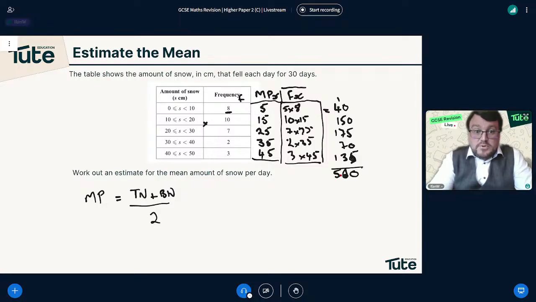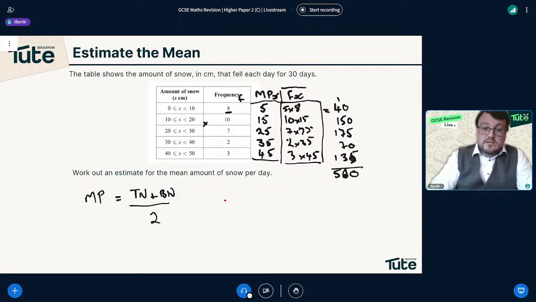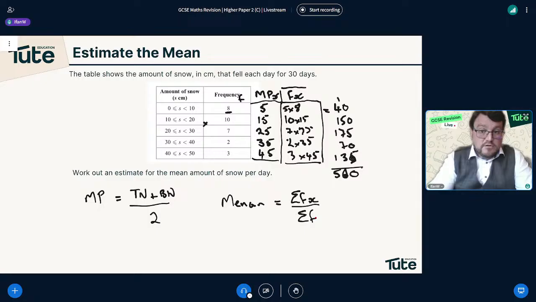Now, because we want to find the mean, is add them all up. All right. So it's your total of f times x divided by the total of your frequency. Some of you may not have seen that formula before. Well, you probably add them all up and divide by how many you've got sometimes. But it's the same thing, okay?